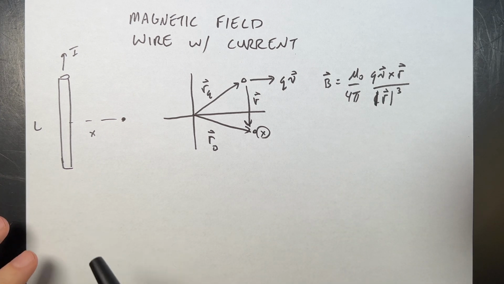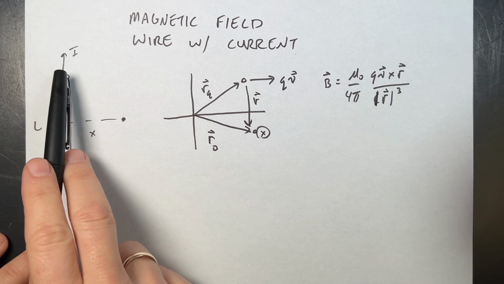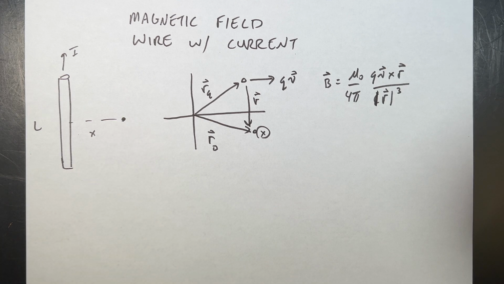Okay, so here we are. This is what we're going to try to find. I have a wire with a current I in it, and I want to find the magnetic field right here. So we need to review. There's a bunch of stuff we need to look at beforehand.